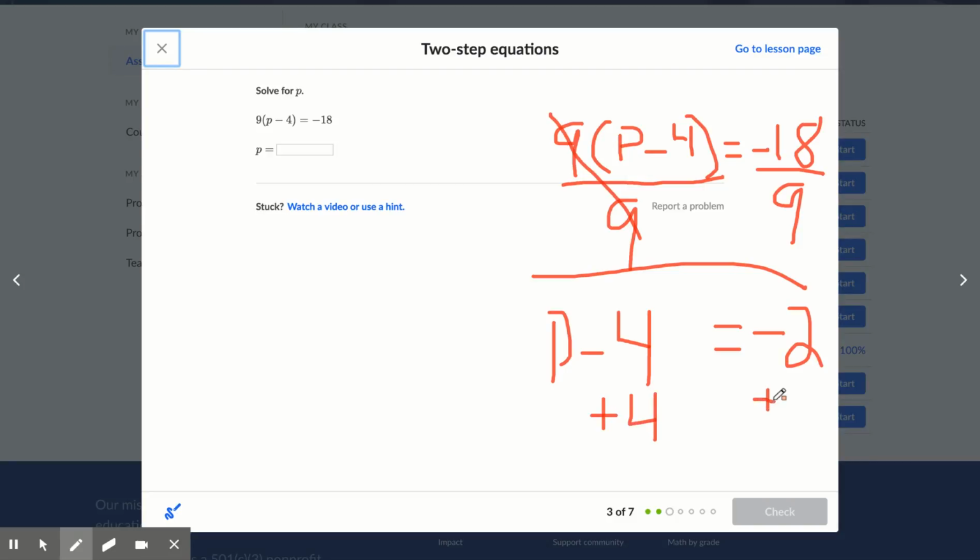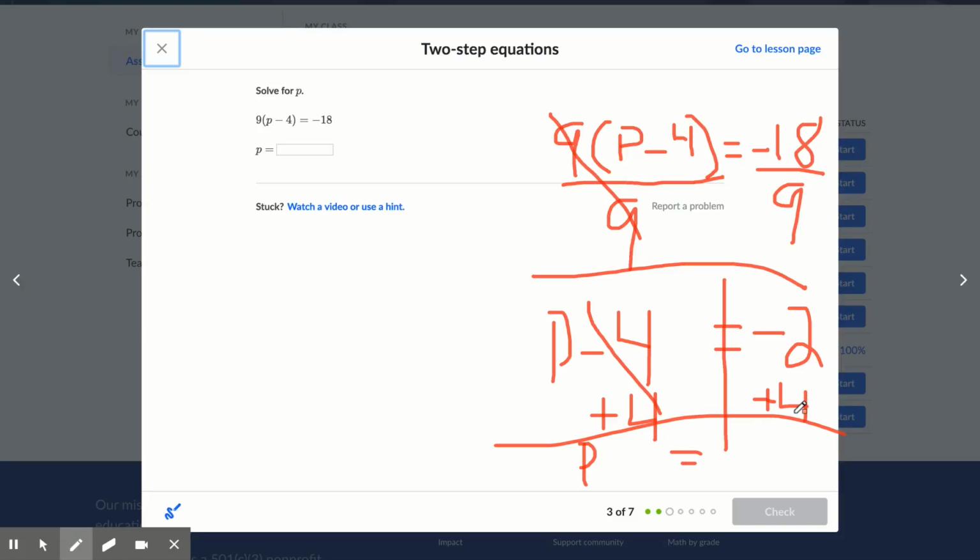Positive 4. Anything I do on the left side, I must do the same thing on the right. I can cross these out, bring the P down. So now I have P equals negative 2 plus 4.